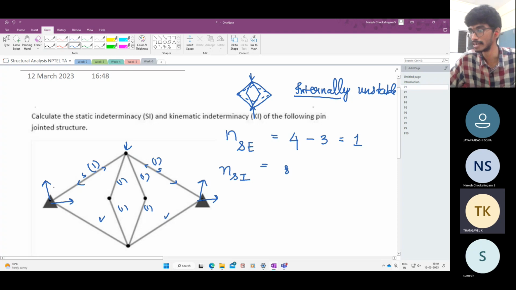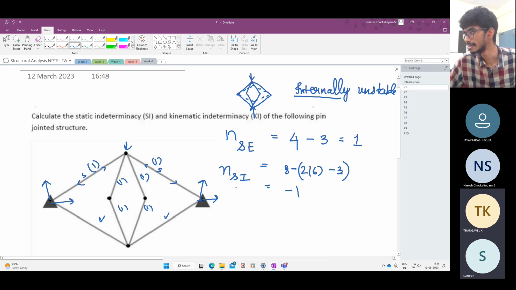And how many joints do I have? 1, 2, 3, 4, 5, 6, 7, 8. So 8 joints. There are 8 unknowns. 2 into 6 minus 3, plus 3. So it is minus 1.